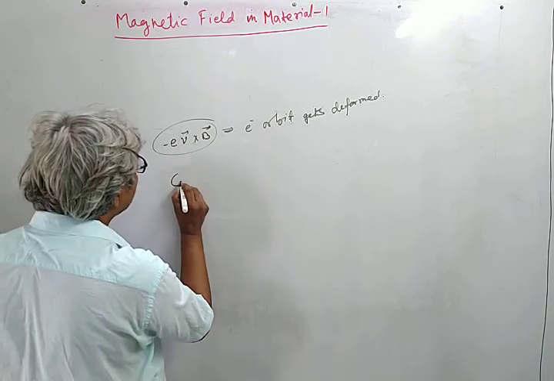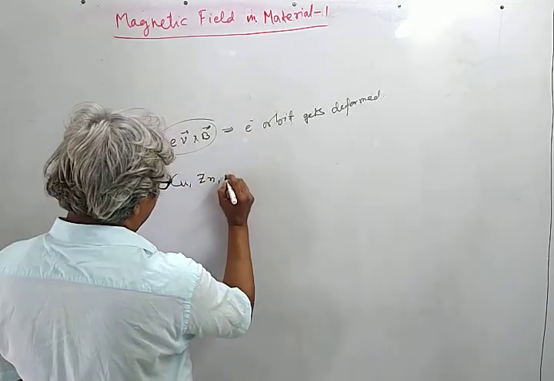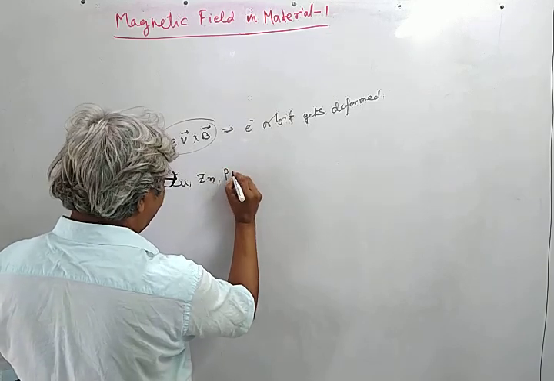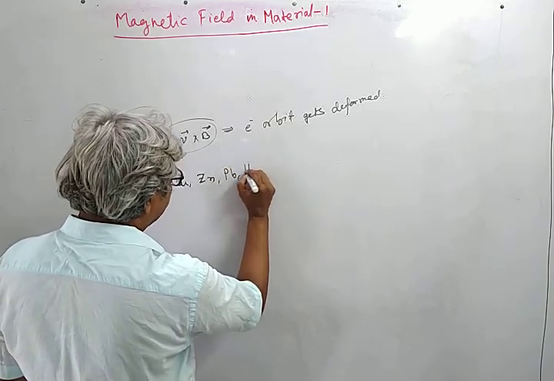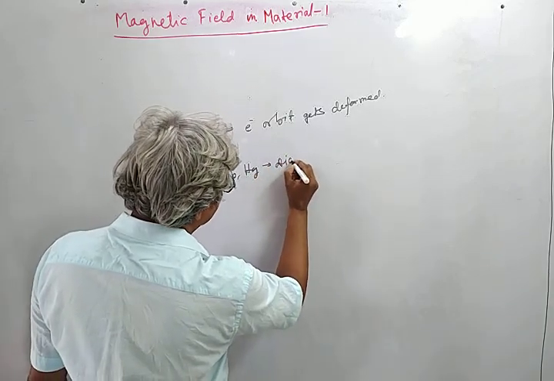Copper, zinc, aluminum, lead, mercury, they are the examples of diamagnetic materials.